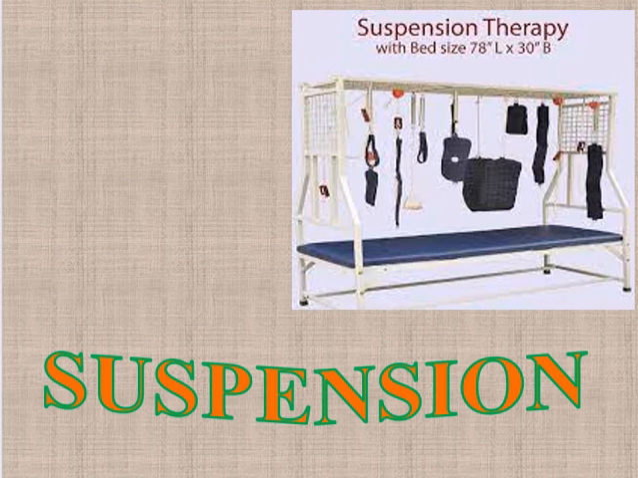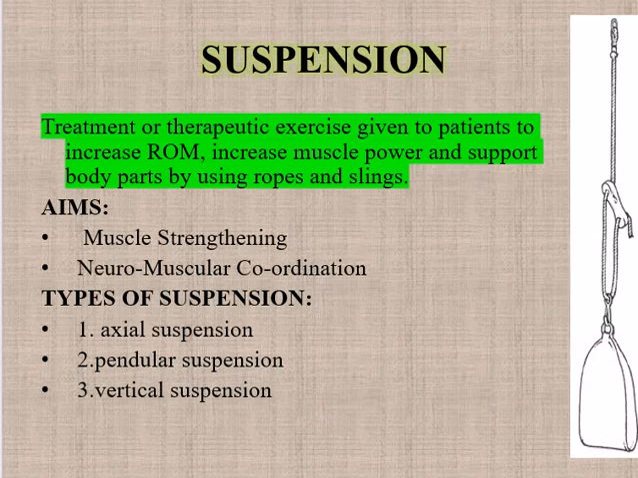Suspension. Look at suspension. Basically, what is suspension? It is treatment or therapeutic exercise given to the patient to increase range of motion, increase muscle power, and support body parts by using ropes and slings. What are our aims? Muscle strengthening and neuromuscular coordination. Types of suspension: three types: axial suspension, pendular suspension, and then vertical suspension.